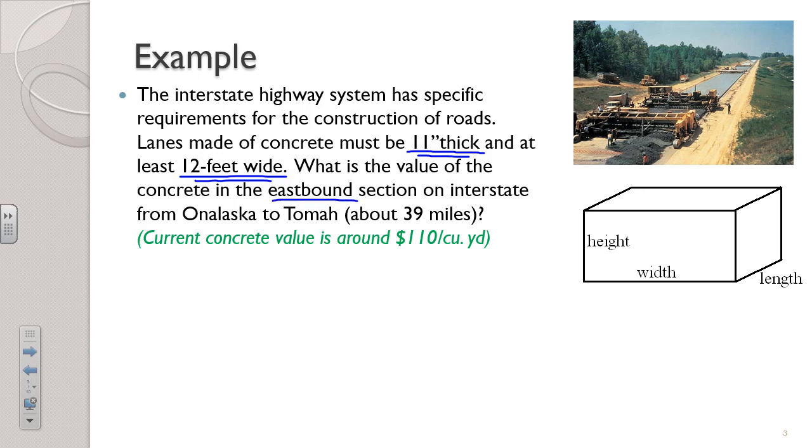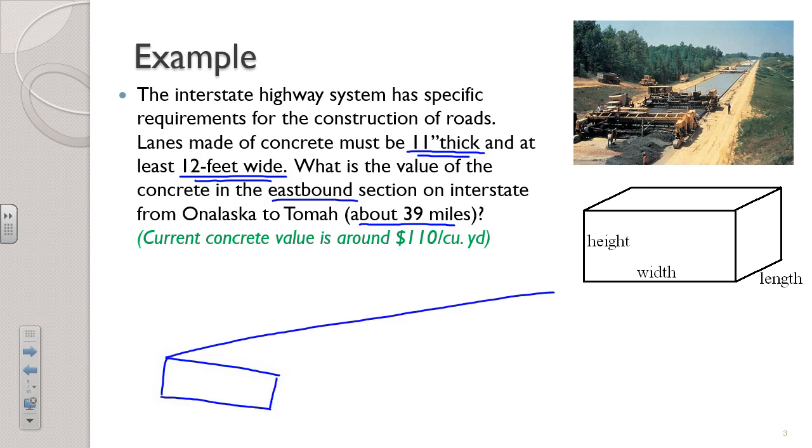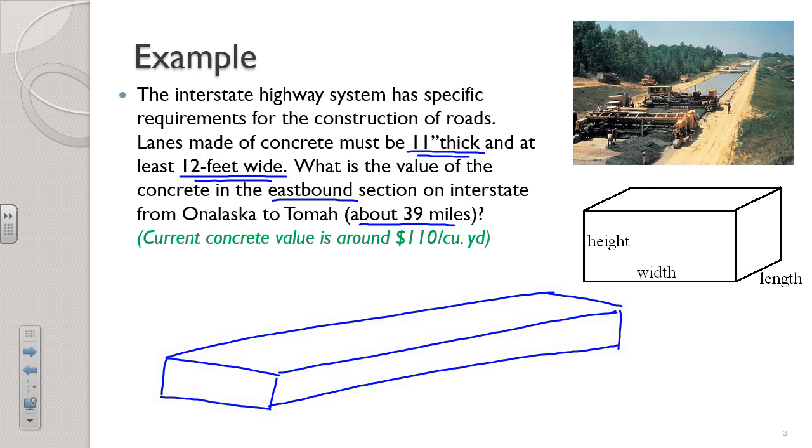That's the two lanes that head towards Toma from Onalaska, and that distance is about 39 miles. So we're going to do this in two parts. Let's first of all just picture this shape. This is a big old slab of concrete, but it is more or less in the shape of a very, very long box, like that. And if you want to picture it, there'd be some stripes down the middle between the two lanes. We're not including the shoulders. Those are usually blacktop instead of concrete.